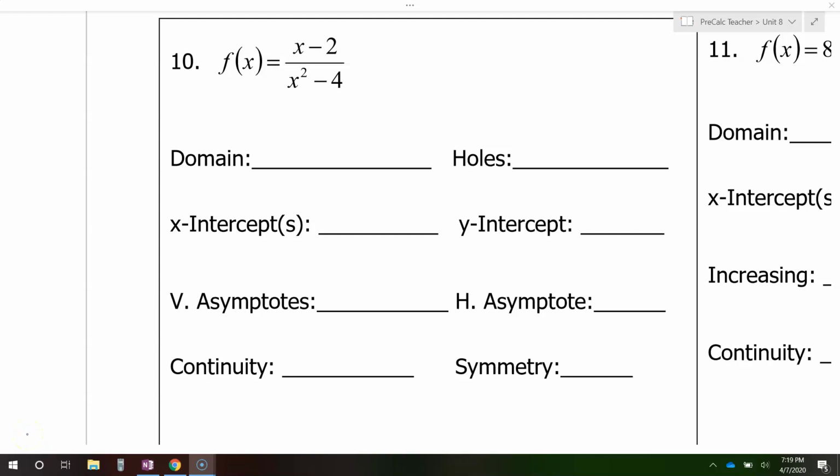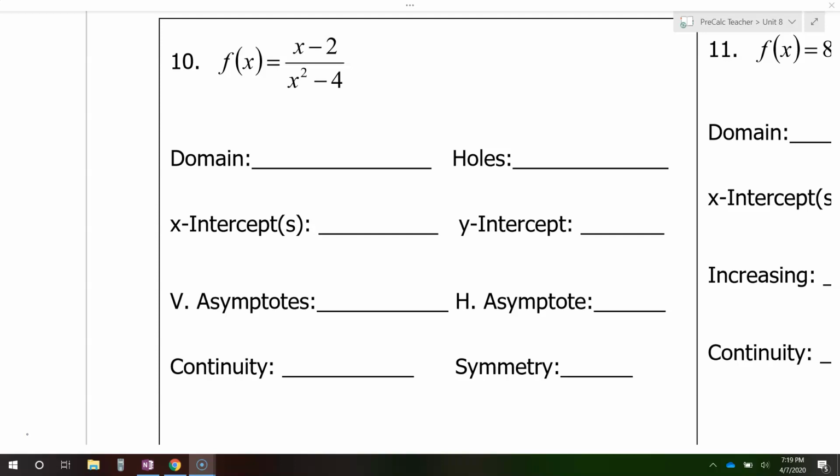We are going to do some function analysis on a variety of functions where we will determine the domain, whether or not there are holes, x-intercepts, y-intercepts, vertical asymptotes, and horizontal asymptotes. Are there any points of discontinuity? And what is the symmetry? So let's start with problem number 10.